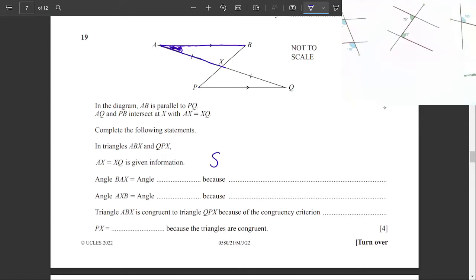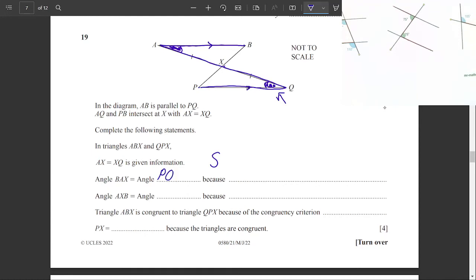Okay, just think about this. Have we used the parallel sides yet? No. So if we go down here, what do we have there? We've got a Z. So angle equal this angle here. And what do we call it? We call it angle PQX.